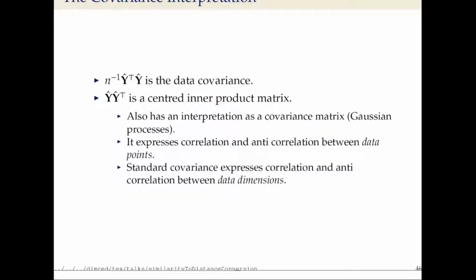Okay. So, but this Y transpose Y is the data covariance, right? We know that. Everyone talks about it as the covariance. But this Y Y transpose also has an interpretation as a covariance matrix. It's kind of an estimated correlation across the data points. If people are familiar with Gaussian processes, it's an n by n. So this object here is, if we're trying to estimate, we'd have to put a 1 over p in front of it, strictly speaking. If we're trying to estimate the covariance between data dimensions, it's that one. If we're trying to estimate the correlation between data points, that's how we estimate it. So it's expressing correlation and anti-correlation between our observed data points.